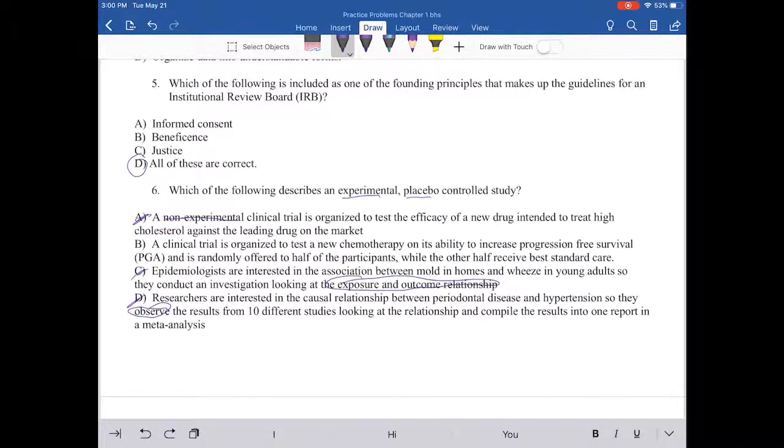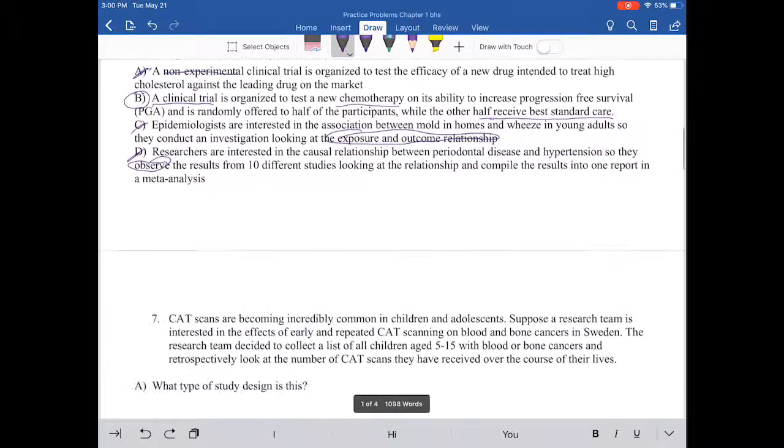And so number C is an experimental control because they start off with a clinical trial on a new chemotherapy to increase progression-free survival. It's randomly offered to half the participants while the other half receive best standard of care. When you say receive the best standard of care, that is their fancy way of saying it's a placebo.